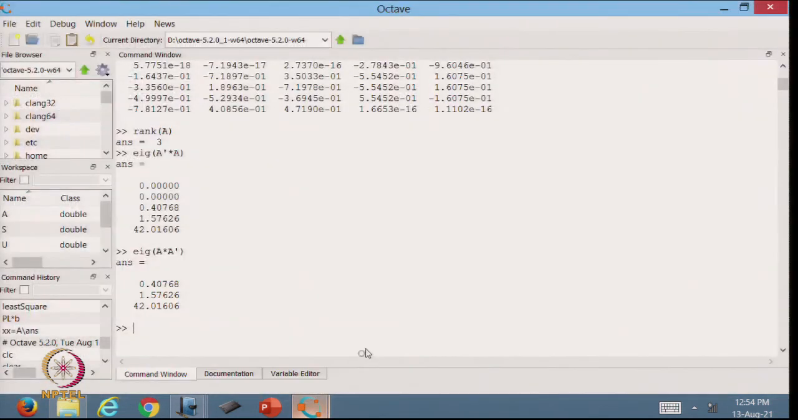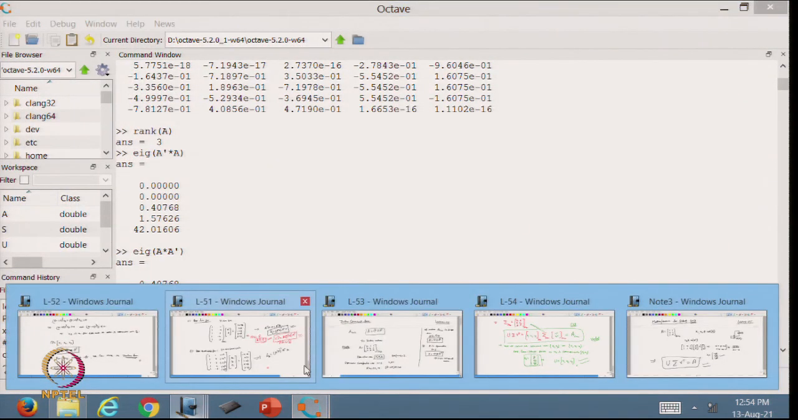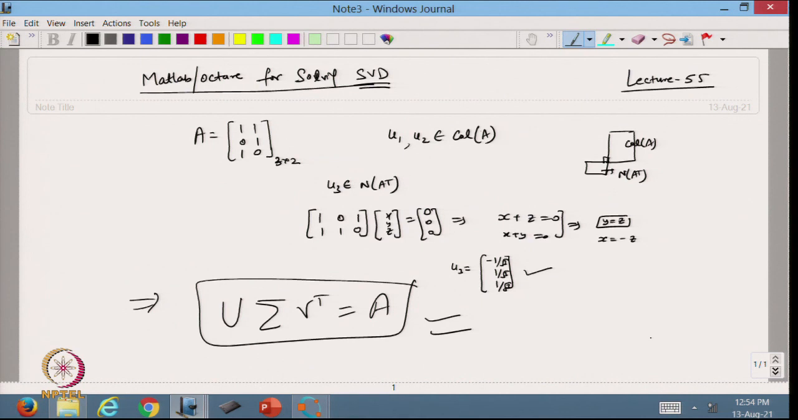So, this is the way we can find out the SVD for various matrices with the help of Octave. So, now we will stop here.